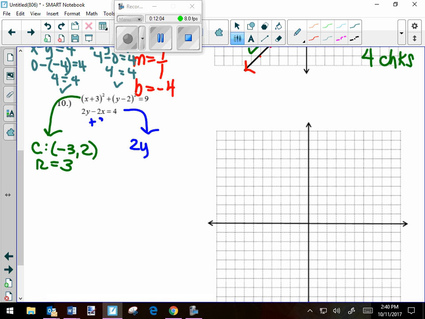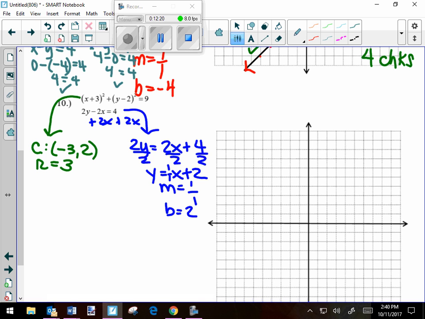So the first thing I'm going to do is add 2x to both sides. So 2y equals 2x plus 4. Divide by 2 across the board. y equals x plus 2. This is a line. Its slope is 1 over 1. Its y-intercept is 2. I go to 2. Up 1, over 1, up 1, over 1. So eventually I end up having a line that does this. I'm going to draw that line in there. There's my line. The equation of that line, 2y minus 2x equals 4.